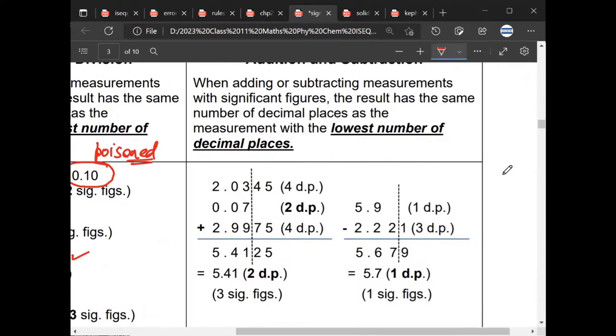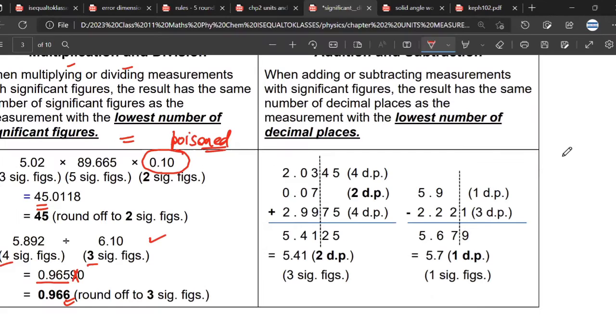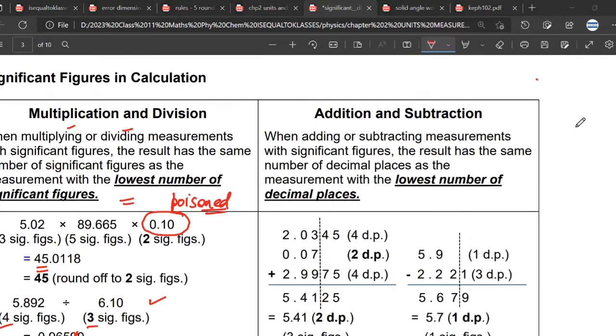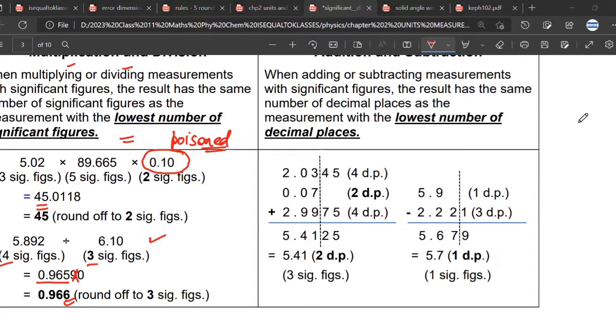Now we come to the addition and the subtraction part. Again, in addition and subtraction also, the rules are very simple. The number which has the lowest number of decimals would be driving the final answer. So basically, it is the same as the first rule, nothing more is being added. What they are saying is that because this has the lowest number of decimal places, your final answer would be driven by this only.